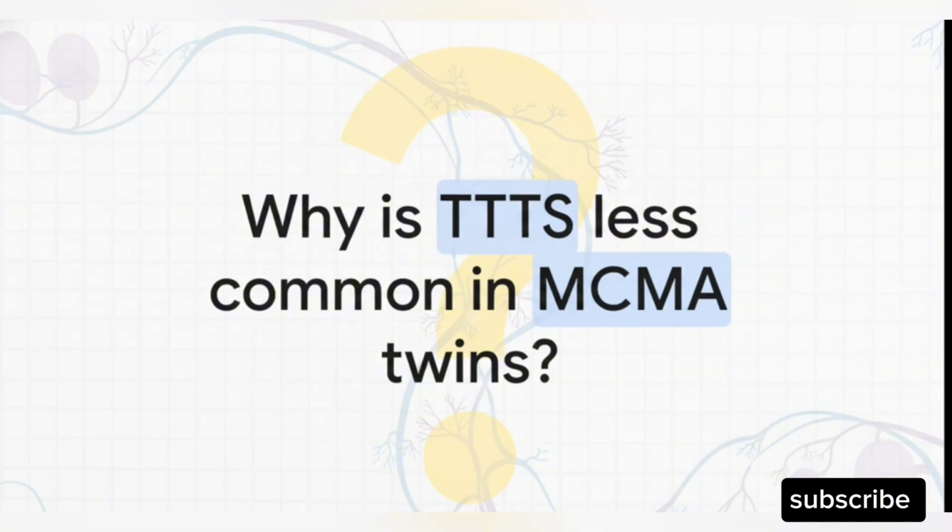But before we wrap up, I want to leave you with a conceptual bouncer. Think about this. If MCMA twins have vascular connections that are superficial, then why is twin-to-twin transfusion syndrome actually less common in them compared to MCDA twins which have deep connections? What is the underlying hemodynamic logic here? Ponder over that. We are going to decode this exact mystery in part 2 of this explainer series.